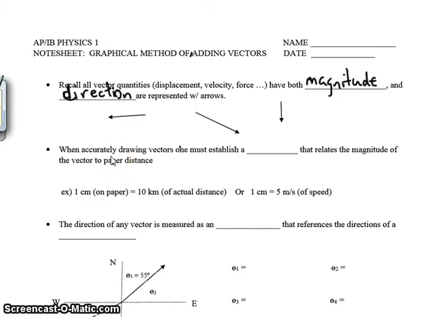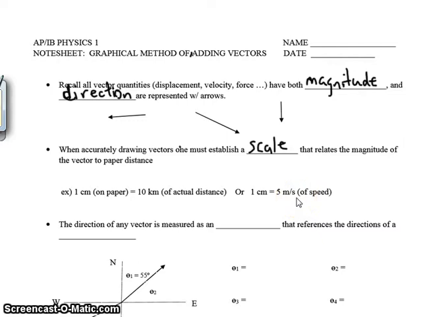So let's establish some basic rules. When you're accurately drawing vectors, one must establish a scale. Okay, so if you're asked to represent 5 newtons of force and you want to put that on a paper with the length of an arrow, you got to say something to the effect like 1 centimeter on the paper equals a certain number of newtons, or in this particular example, 1 centimeter on paper might represent 10 kilometers of actual distance if we're doing displacement. Or we could say 1 centimeter of paper equals 5 meters per second of speed. Right, so that should make sense.